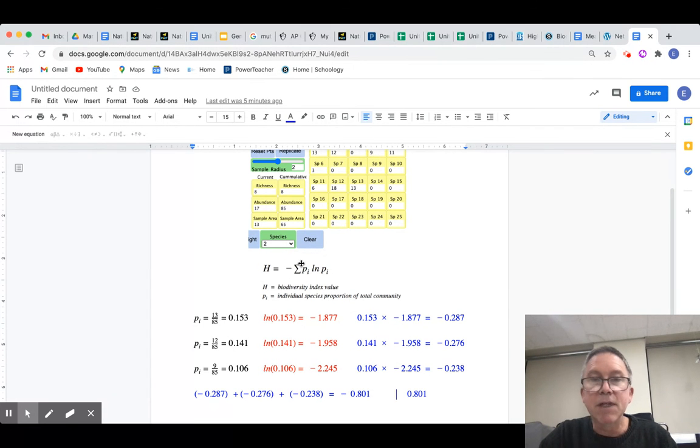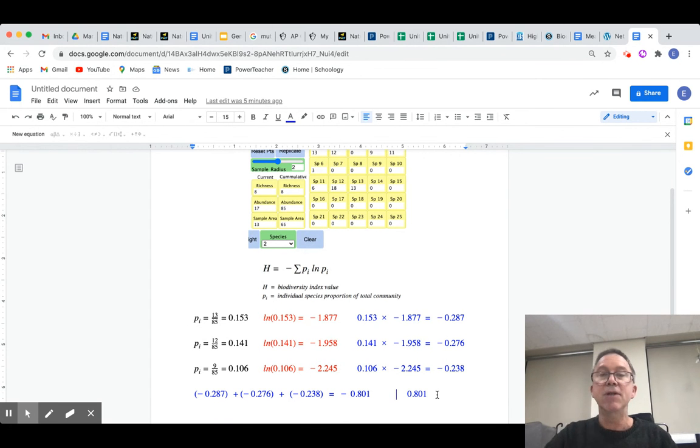Now I'm going to sum them up and then take the negative of it. So I sum these 3: negative 0.287 plus negative 0.276 plus negative 0.238, and that equals negative 0.801. Now I take the negative of that, so that a bigger number means more biodiversity, and that's how I arrive at my number.